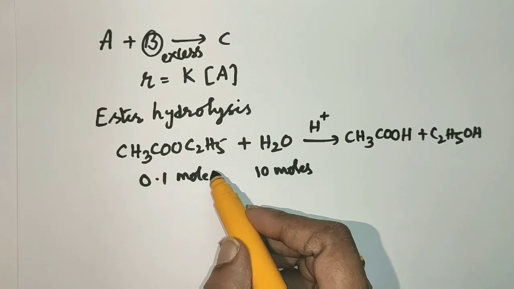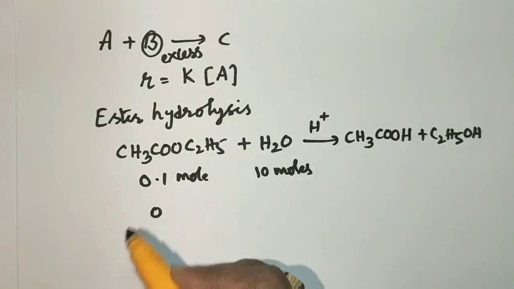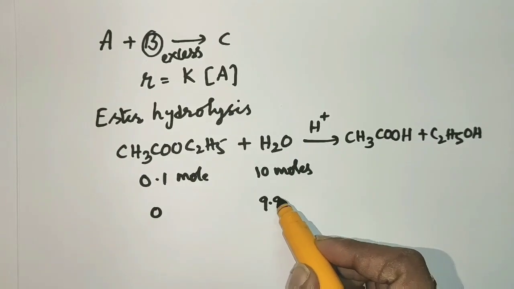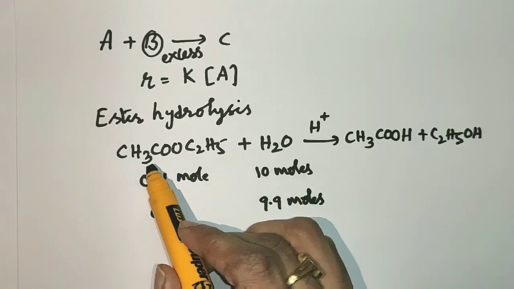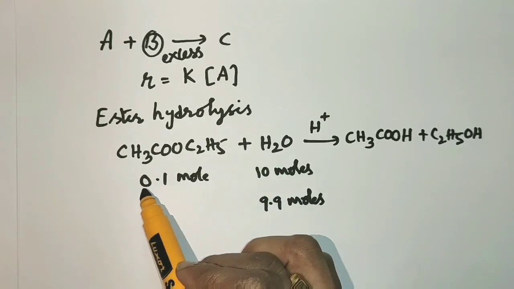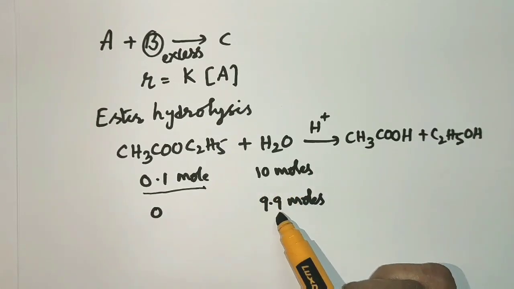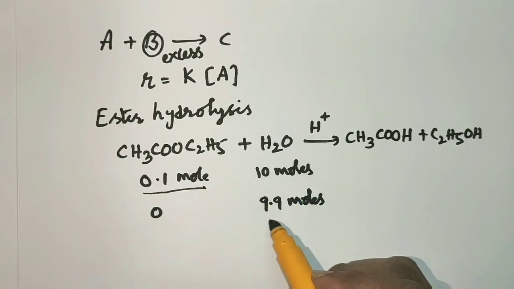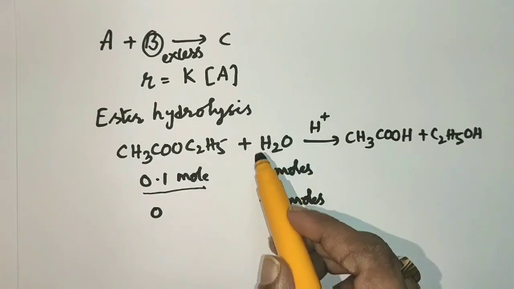and when this 0.1 mole of ethyl acetate is involved in the reaction, the number of moles of ethyl acetate remaining will be 0, and the number of moles of water after the reaction will be 9.9 moles, because as per the balanced equation 1 mole of ethyl acetate is able to react with 1 mole of water. It means 0.1 mole of ethyl acetate is able to react with only 0.1 mole of water. Means remaining number of moles of water is 9.9. Means there is almost no change in the amount of water. It means rate of reaction is independent of concentration of H2O.